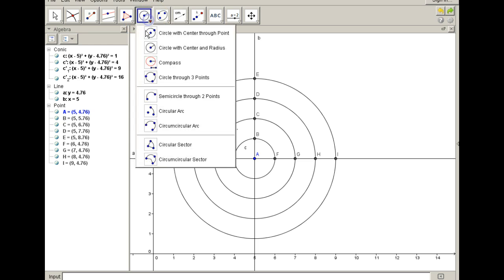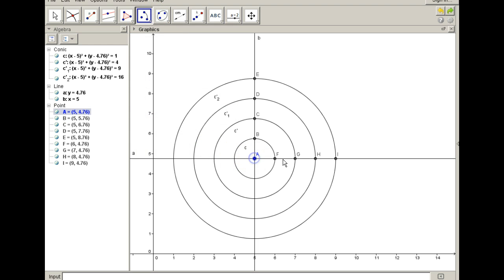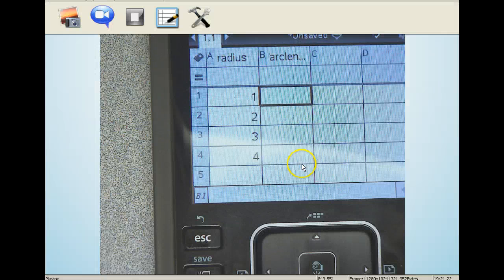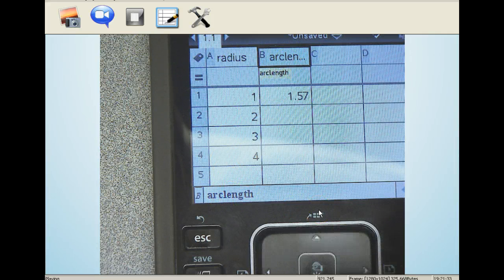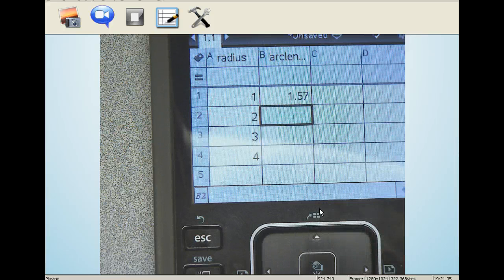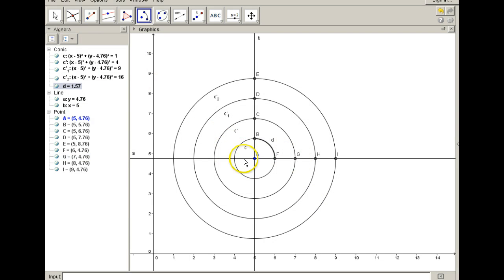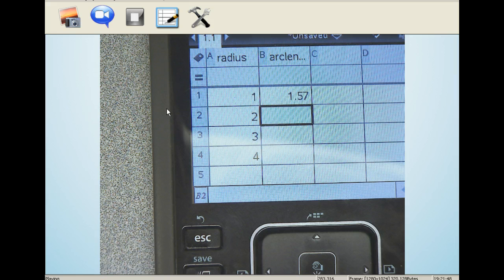So we're going to measure this arc. That's arc D, and we get 1.57. And I'm going to put that in here. 1.57 is my measurement of the arc length. I wrote up here, this is arc length, okay? No spaces because the calculator's funny that way. Now let's go back here. Let us measure our next arc length, E. And E came in at 3.14. Hey, that looks a lot like pi.